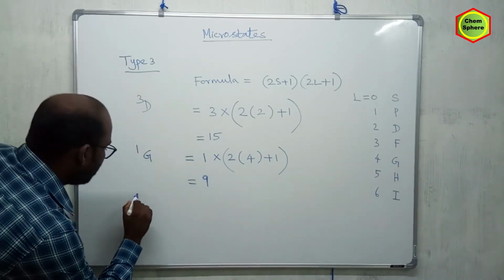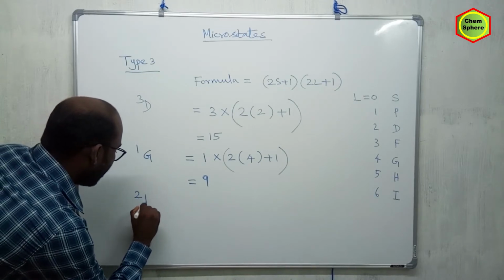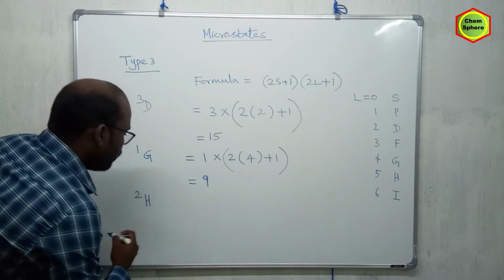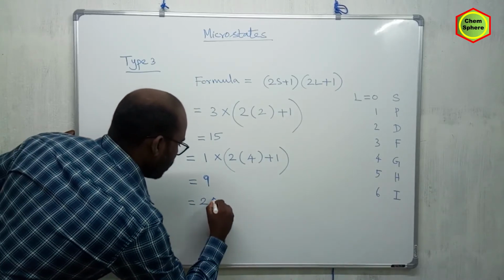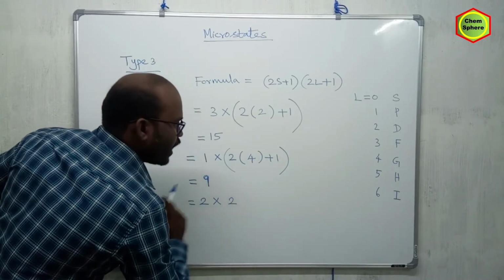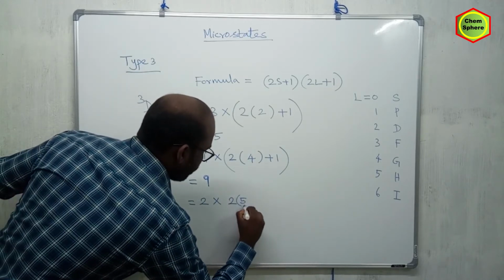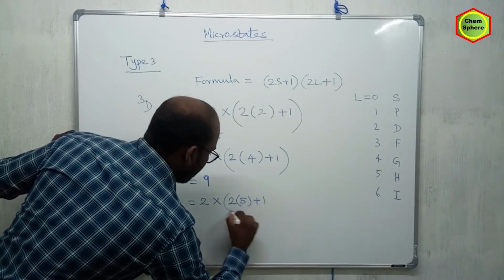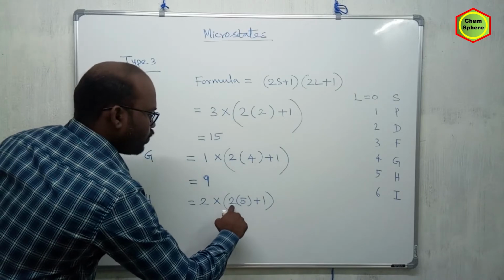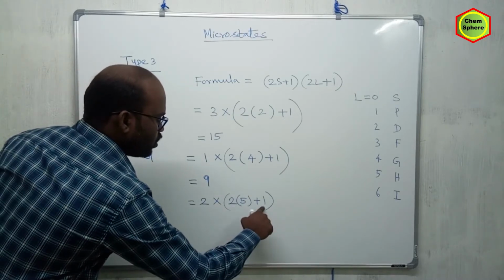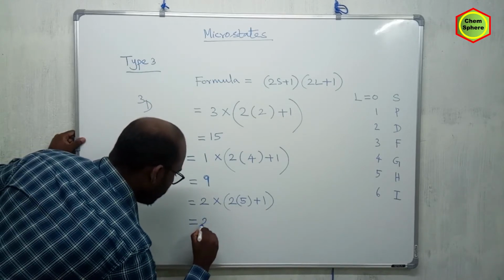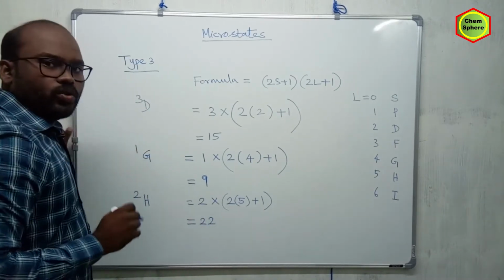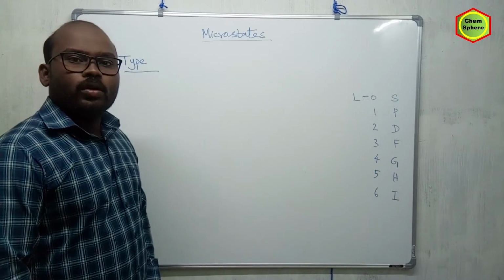Let's take another example, doublet H. When we apply the formula, spin multiplicity 2 into 2, H means 5, plus 1. 5 into 2, 10, 10 plus 1, 11. 11 into 2, 22. 22 is the total number of microstates.